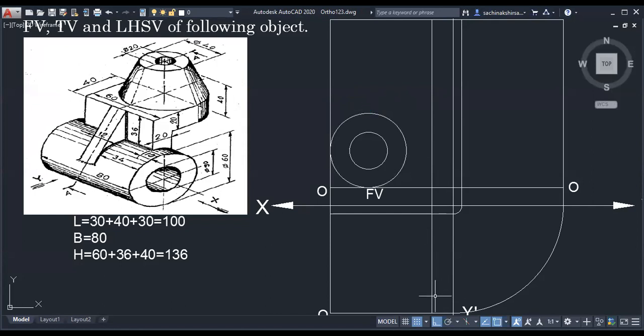What is the height of the middle part? Middle part height 36. Okay. Now along the length, what is the length of this middle part? How much is it? Who will tell? How much distance should I move horizontally? Middle part length, 20.